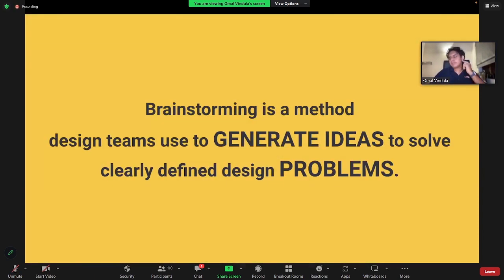So one of the methods that you can use for ideation is brainstorming. I don't think I have to explain what brainstorming is. It's basically a method that is used by not just design teams actually, but by any team to generate ideas to solve a clearly defined design problem. So it's very important to define it clearly first, and then you work on generating ideas to solve this problem.